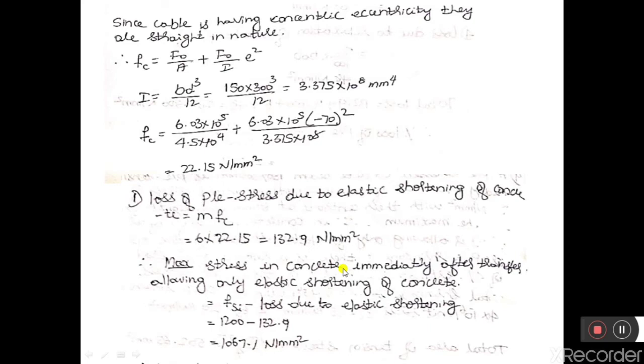So 6 into 22.15 gives 132.9 Newton per mm square. Therefore, the maximum stress immediately after transfer, allowing only for elastic shortening of concrete, is equal to fsi, the initial prestress, which is given as 1200, minus the loss due to elastic shortening, 132.9 Newton per mm square. Therefore, the maximum stress in the member after allowing for elastic shortening will be 1067.1 Newton per mm square. So this will be the stress in the member after the loss due to elastic shortening.